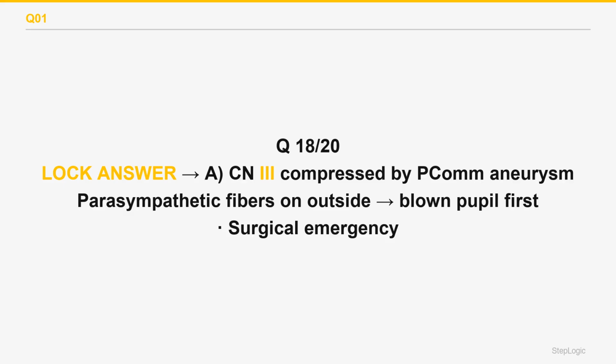Critical discriminator: diabetic CN3 palsy spares the pupil. In diabetic mononeuropathy, small vessel ischemia injures the core motor fibers but spares the outer parasympathetic fibers. Rule: blown pupil equals external compression, surgical emergency. Pupil-sparing CN3 palsy in a diabetic equals ischemic mononeuropathy. Treat with glucose control.